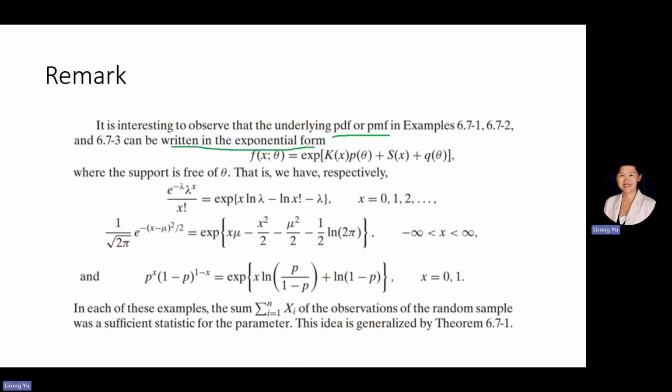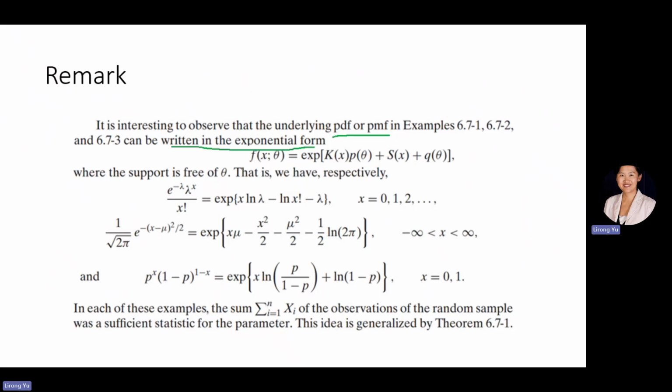Part of it will be a function only related to x, and part of it will be related only to theta. So it's 3 different factors. For example, the first question was a Poisson distribution. The probability is e to the negative lambda times lambda to the power x over x factorial. So we can analyze it into exponential form.